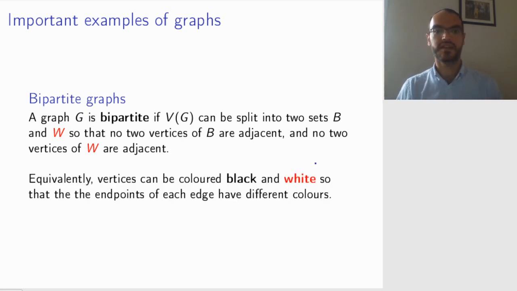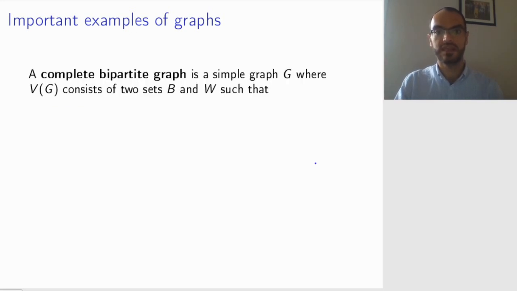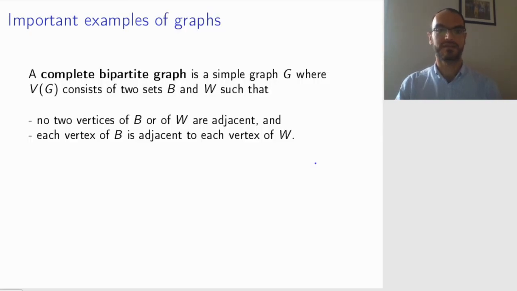So, as I said, another way to phrase this is that you can color the vertices black and white so that each edge has endpoints of different colors. And you can have many types of bipartite graphs. One such type are complete bipartite graphs. So what is a complete bipartite graph? It is a bipartite graph, but also it has as many edges as possible while being bipartite.